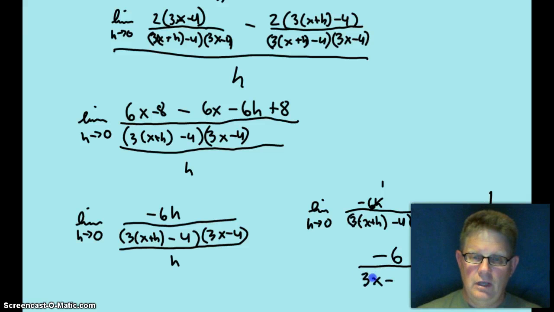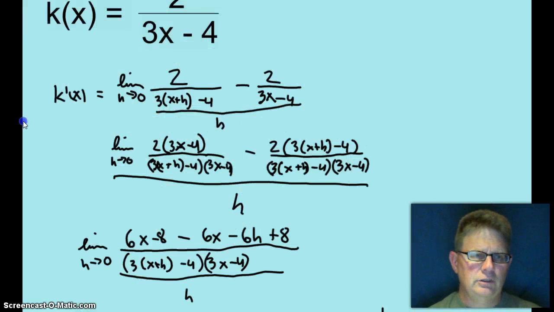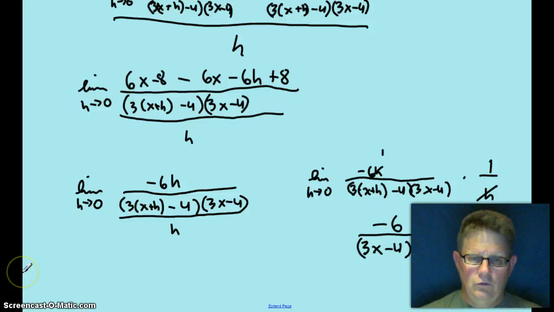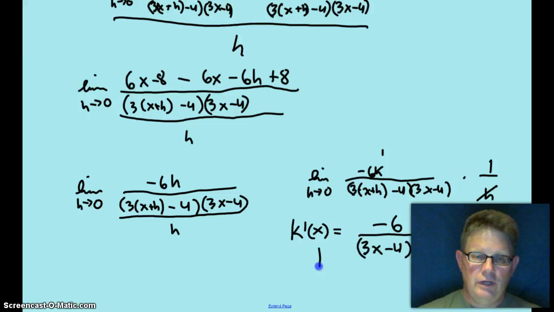We're going to end up with 3x minus 4 quantity squared. What are we working on? Are we working on h? No, we're working on k. So k prime of x equals that. And if we want to find the slope at any point on that function, just go ahead and replace it here and replace it there, and that will be the slope. This will end derivatives 2, the definition of a derivative.